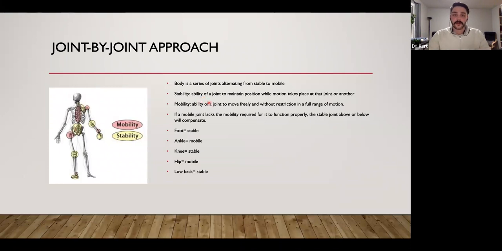So to give you the overarching definition of what they say stability is in this situation, it's the ability to maintain a position while that joint or the joints around it move. Mobility is the ability for that joint to move freely without a restriction in a full range of motion.